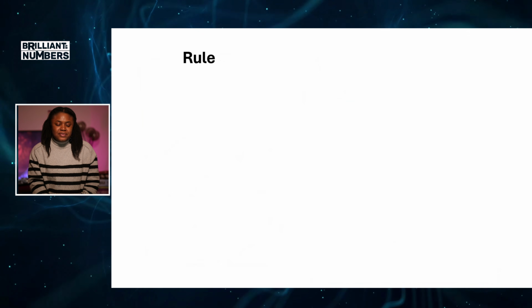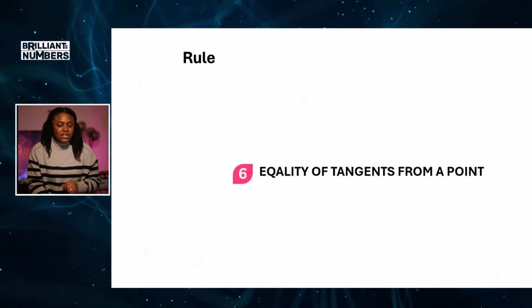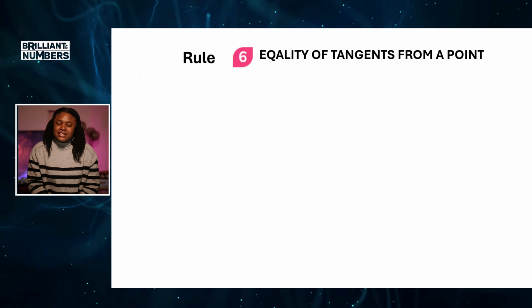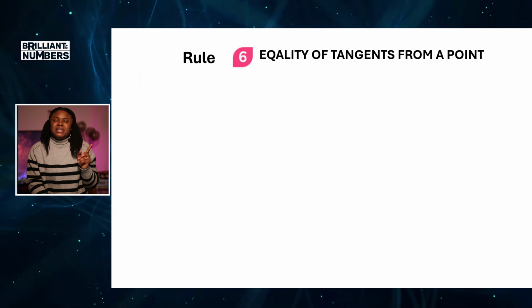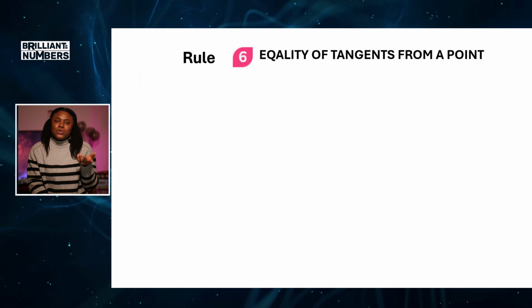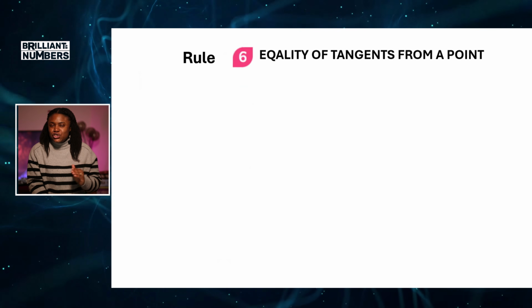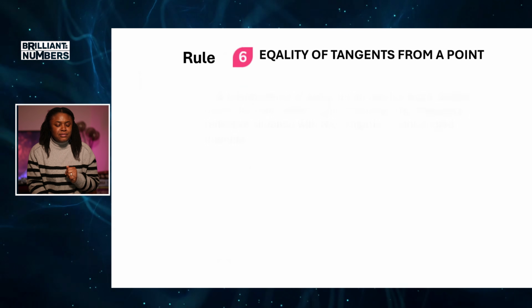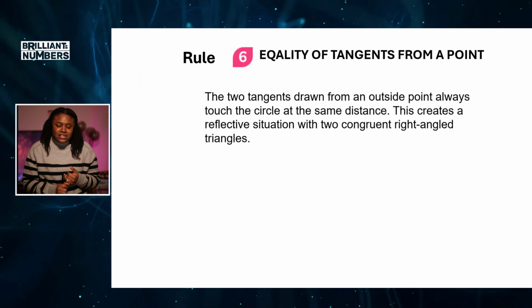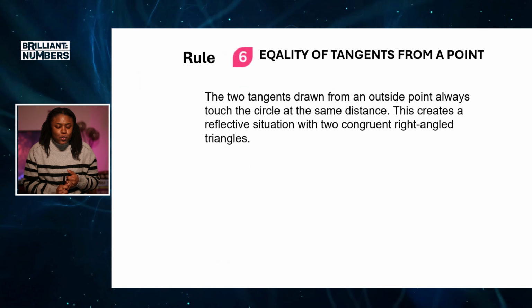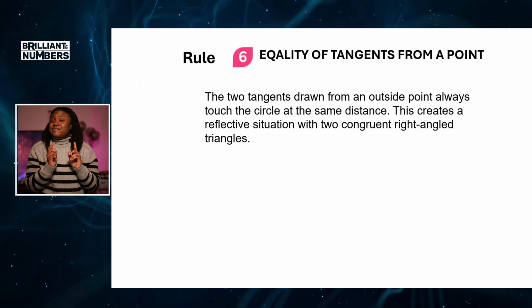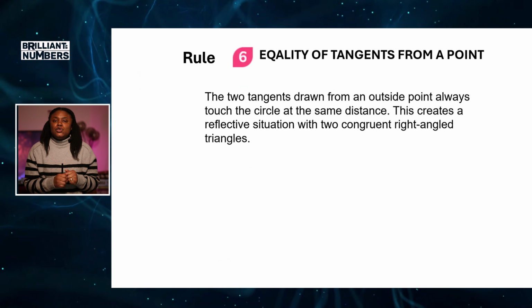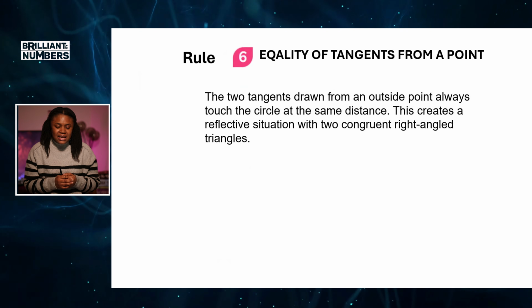Okay, now we are going to move to the final rule in this particular lesson. So we're going to look at rule number 6, which is the equality of tangents from a point. So we looked previously at the part of the circle and we talked about the tangent is that straight line just touching one point on the outside of the circumference. So the 2 tangents drawn from the outside point always touch the circle at the same distance. This creates a reflective situation, and also 2 congruent triangles will be created as well.